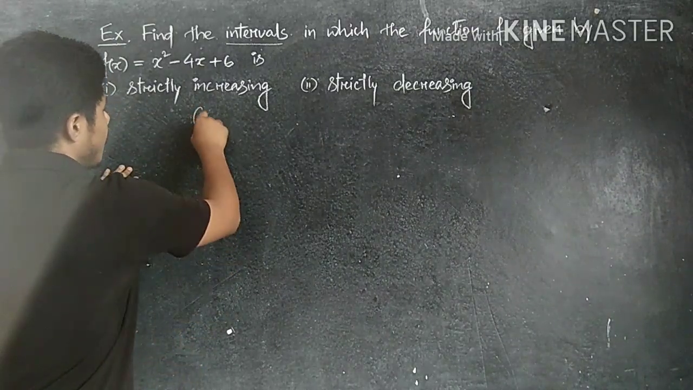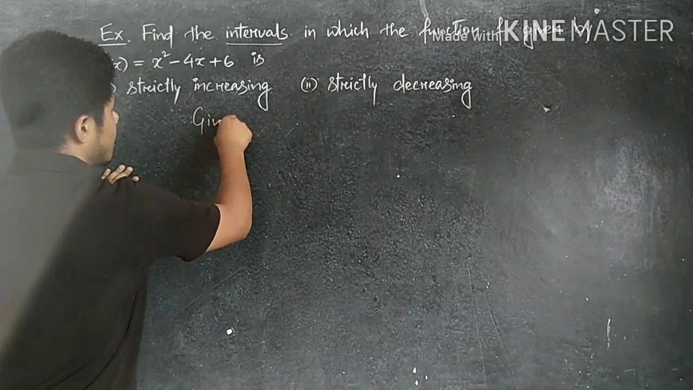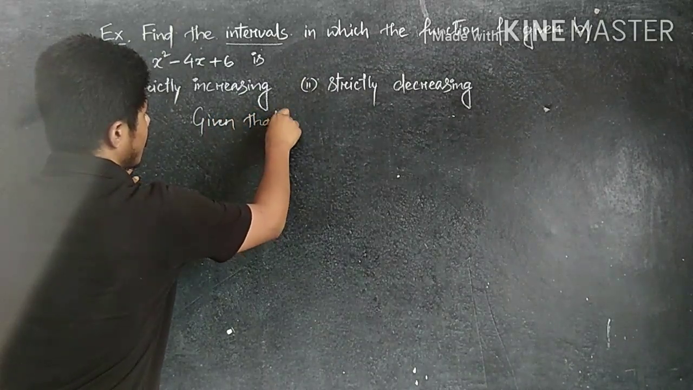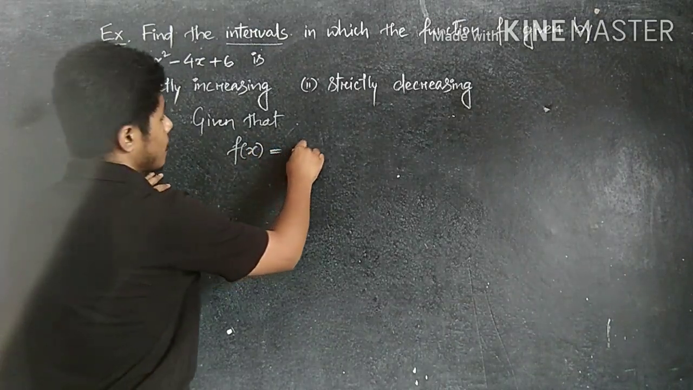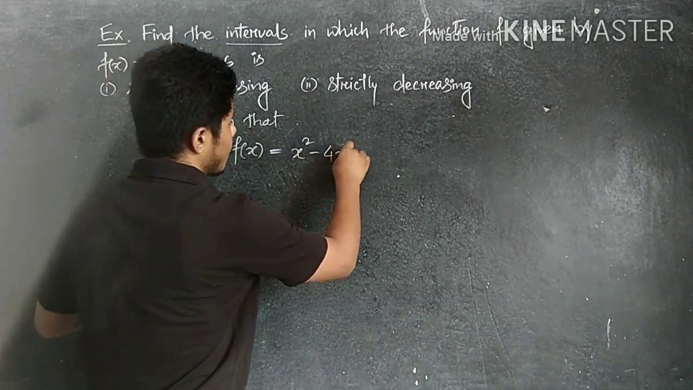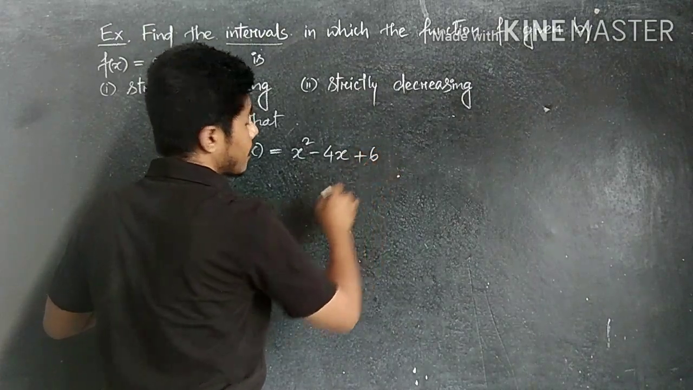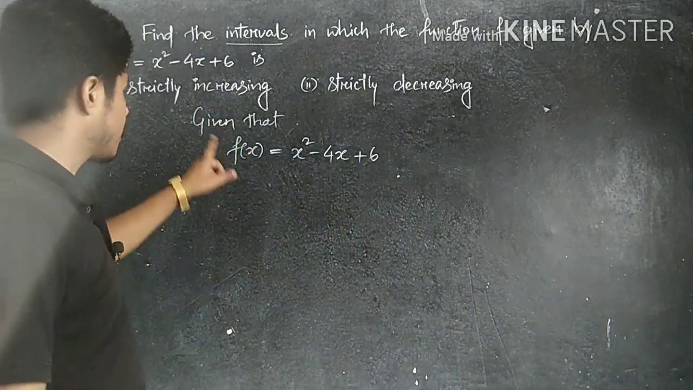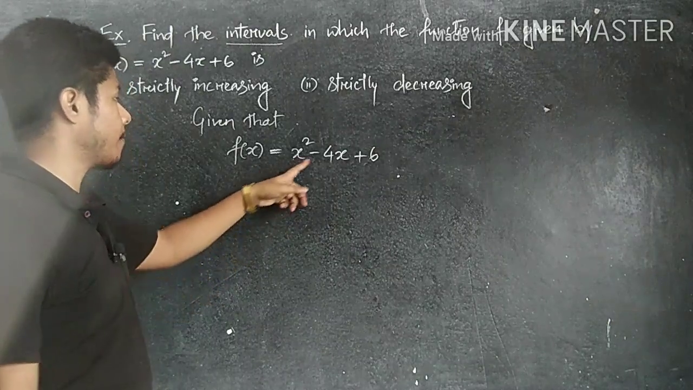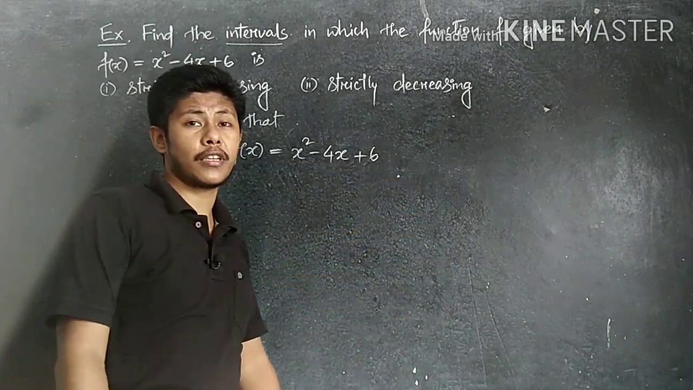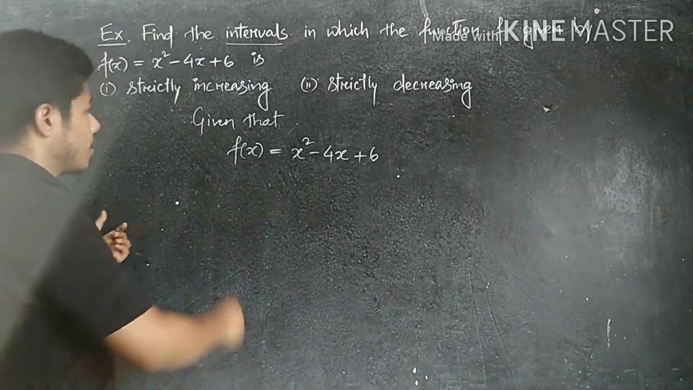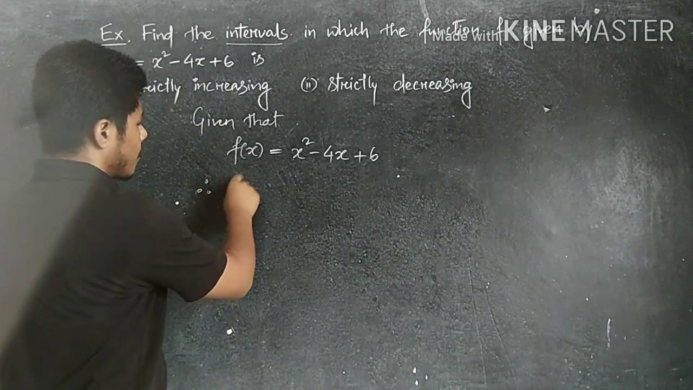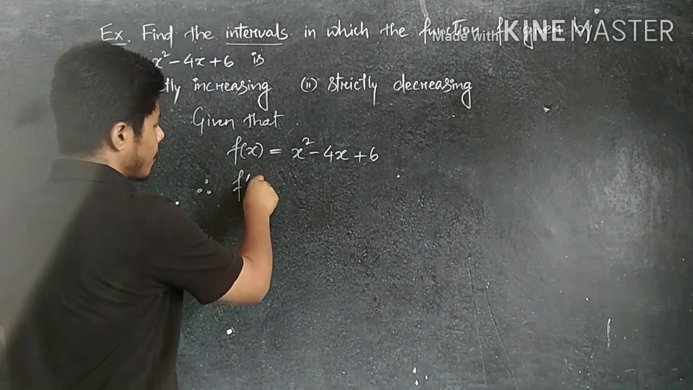So if you write the function here, given f(x) = x square minus 4x plus 6, first of all what we have to do is differentiate this function with respect to x.